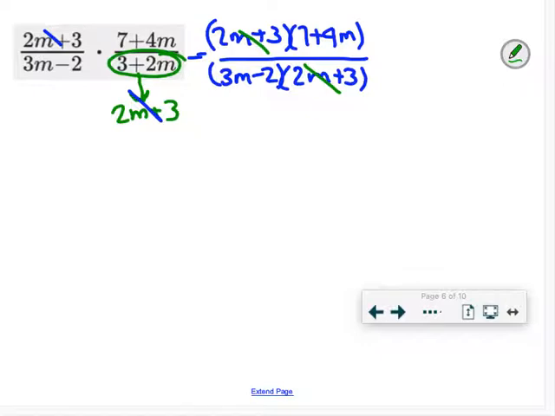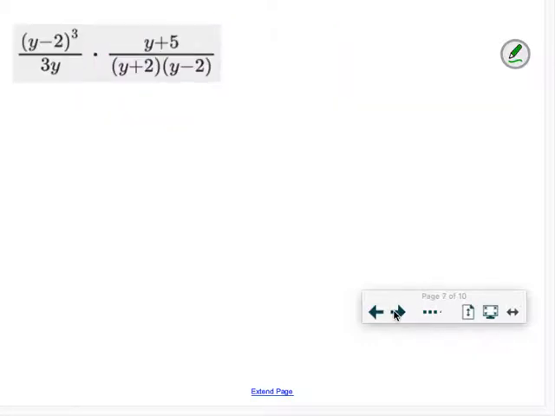Okay, so we'll keep going and then I'll check in with you at the end of class. This is way easier than the adding ones we did yesterday. Whoa. Okay. So now we're getting a little bit more complex. I have y minus 2 cubed over 3y times y plus 5 over y plus 2 times y minus 2.